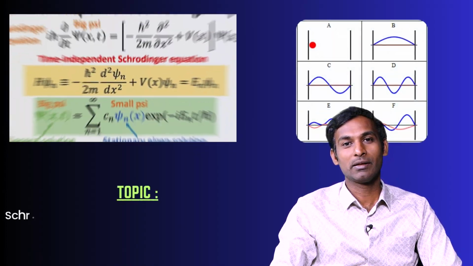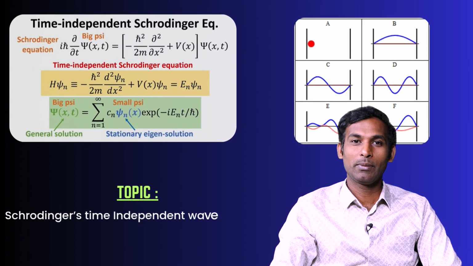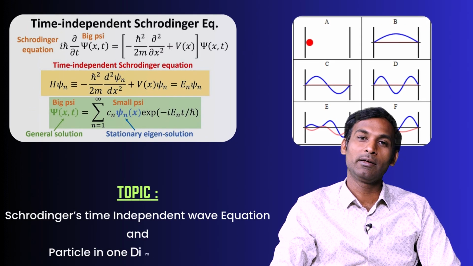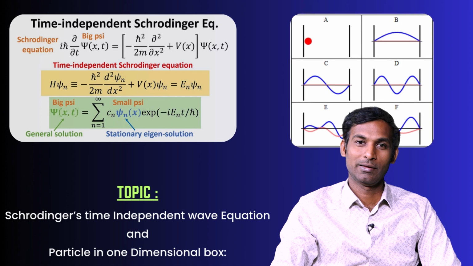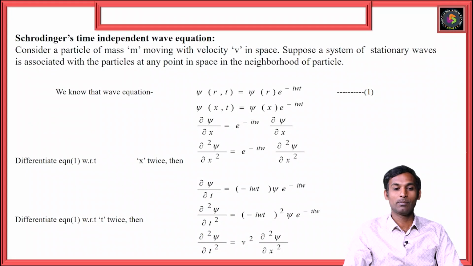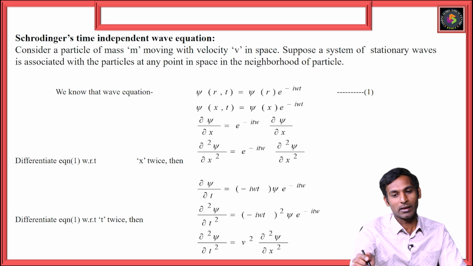Today's topic is the Schrodinger time independent equation and wave function. Now you can see the importance of the Schrodinger time independent wave equation. Actually, in the Schrodinger time independent equation, we are talking about the concept of the de Broglie wave theory. In the de Broglie wave theory, the assumption is to consider a particle of mass m.